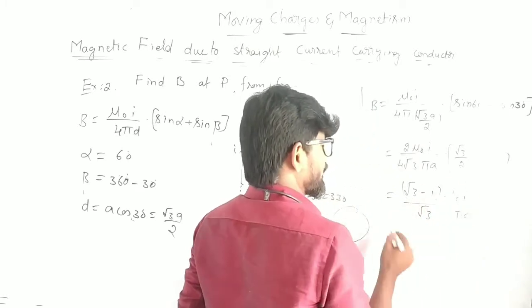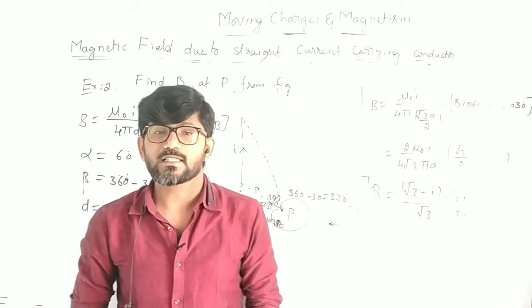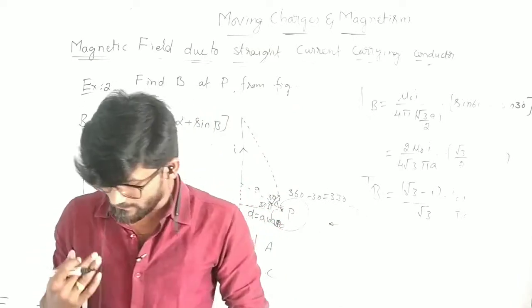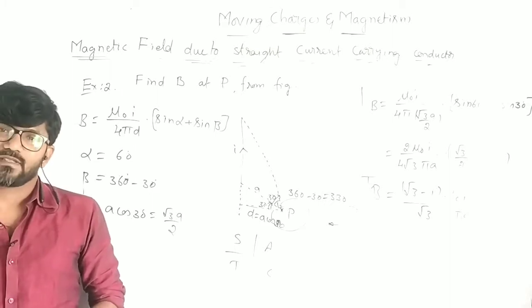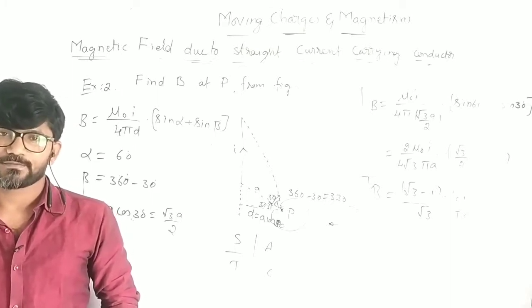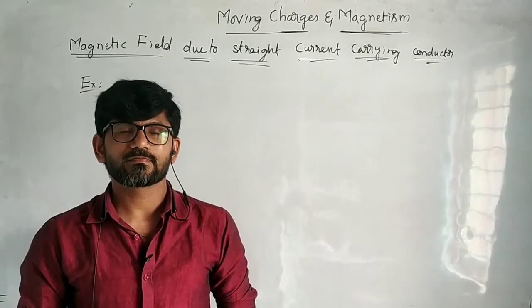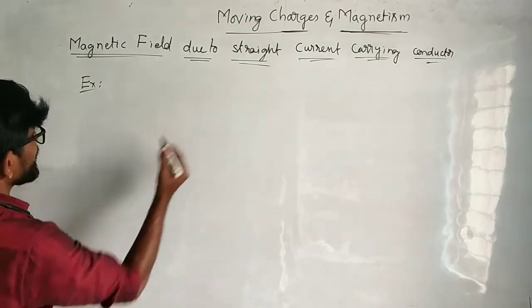This way also you can write. This is your magnetic field. Is it clear? Copy it and try to go through it step by step. Try to understand. Now let us see another example.